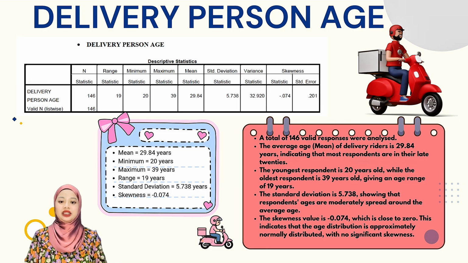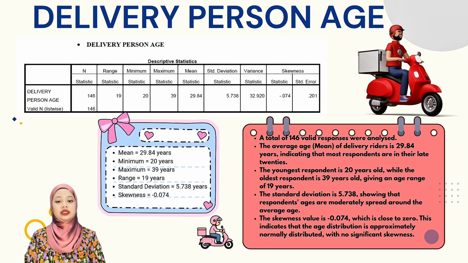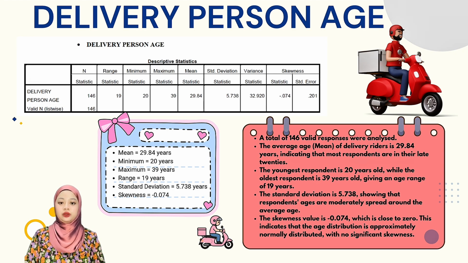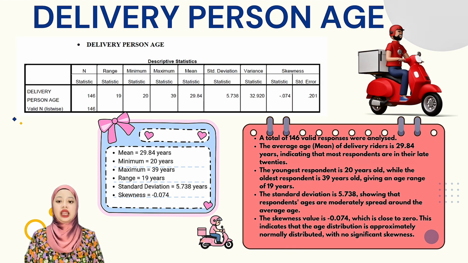Next, I will present the age distribution of the delivery riders. A total of 146 valid responses was analyzed. The average age of the respondents is 29.84 years. The youngest respondent is 20 years old, while the oldest is 39 years old, giving a range of 19 years. The standard deviation is 5.738, which indicates that the respondents' ages are moderately spread around the average.